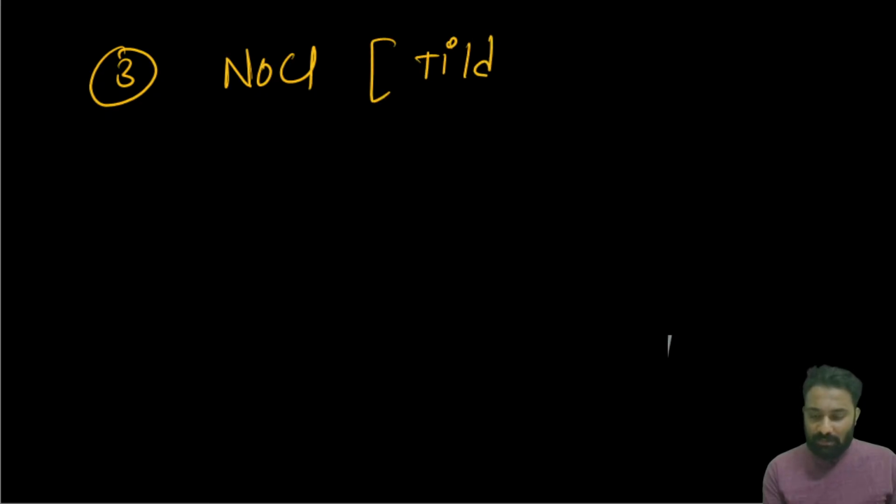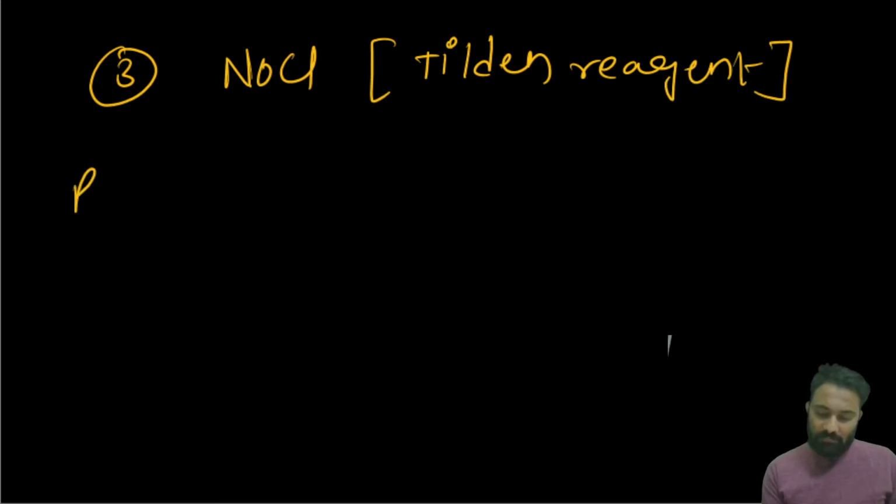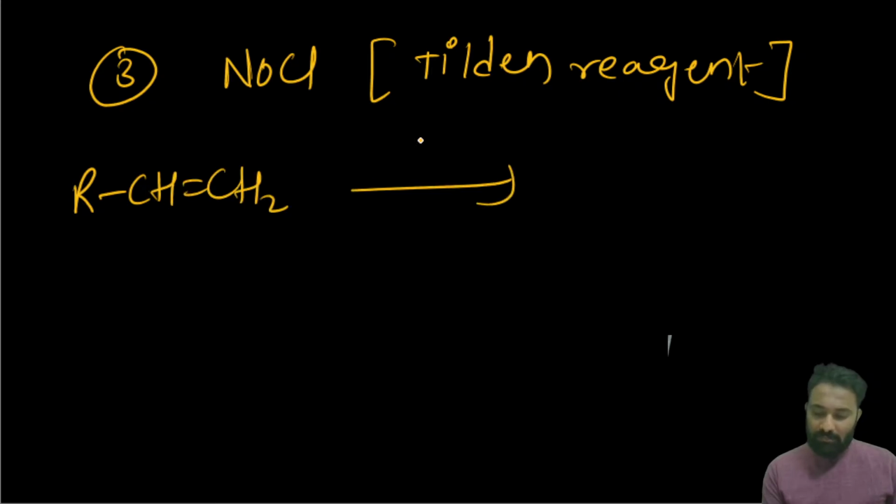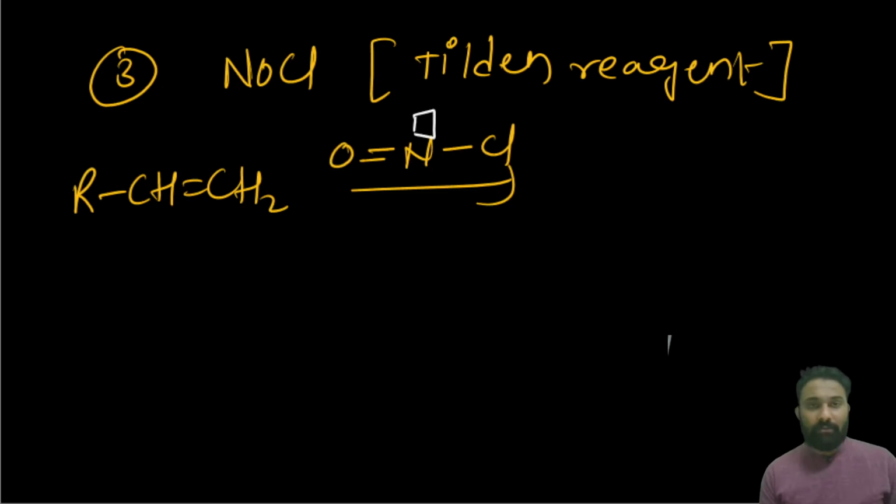Next, the type of reaction that we are going to see is with NOCl, and this type of reagent name was already explained: Tilden reagent. Now in this Tilden reagent, if the alkene is given, which is the deficiency end? The deficiency end is the nitrogen end. In the nitrogen end, this sigma bond pair of electrons has been given. Done.